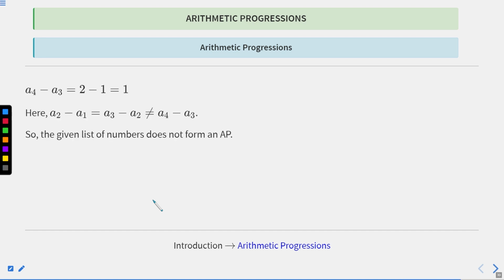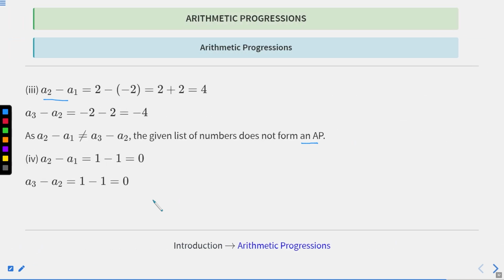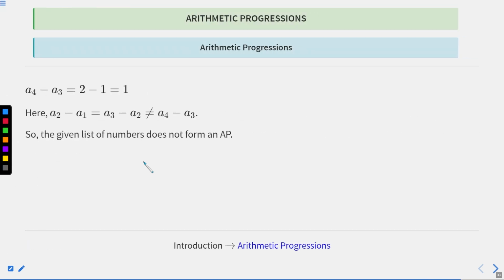Here A2 minus A1 is equal to 1 minus 1, which is 0. And A3 minus A2 is equal to 1 minus 1, which is 0. And here A4 minus A3 is equal to 2 minus 1, that is equal to 1. So here A2 minus A1 is equal to A3 minus A2, there is no confusion, but it is not equal to A4 minus A3. So the given list of numbers does not form an AP.